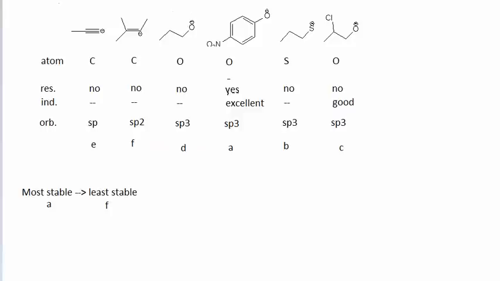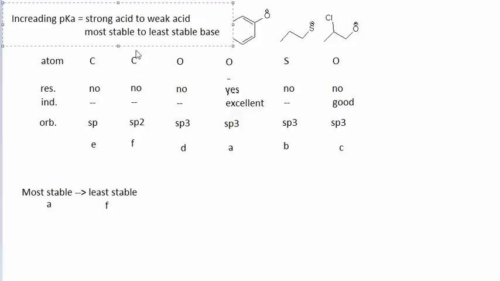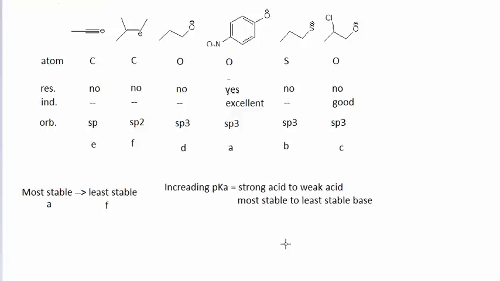We're told to go in the order of increasing pKa, so that's going from strong acid to weak acid, because the lower the pKa, the stronger the acid, and as it increases, you'll have weaker acids. So we're going from most stable conjugate base to least stable conjugate base, and your final ranking will be this.